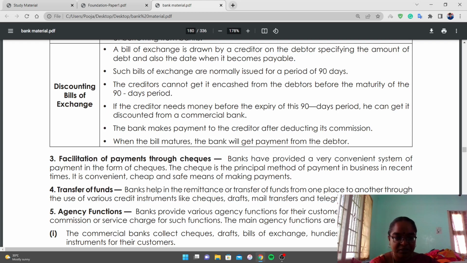And then transfer of funds. Funds may be transferred from one account to another account, from one place to another place, and from one person to another person. It is just like check, draft, mail transfer and telegraphic transfer.